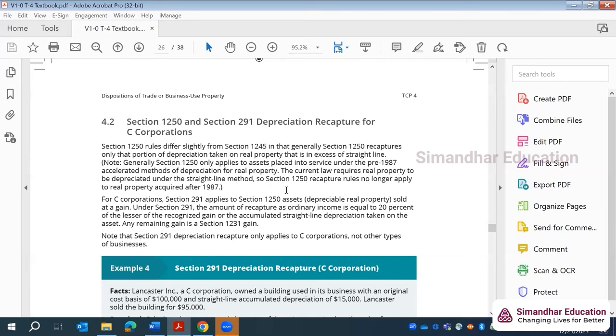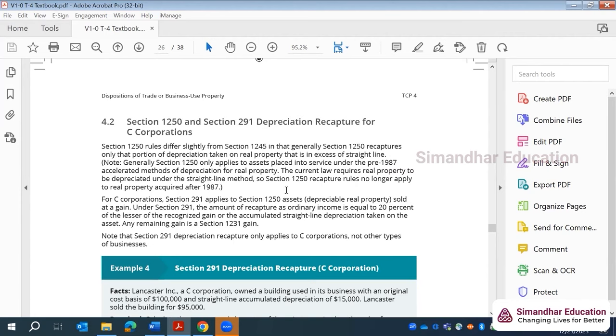But after 1987, they said that we'll only follow one method, which is the straight line method. So section 1250 recapture was no longer applicable for corporations. It is still applicable for individuals, which I will explain in a bit. So what is applicable for C corporations now? What is applicable for the C corporation now is section 291.